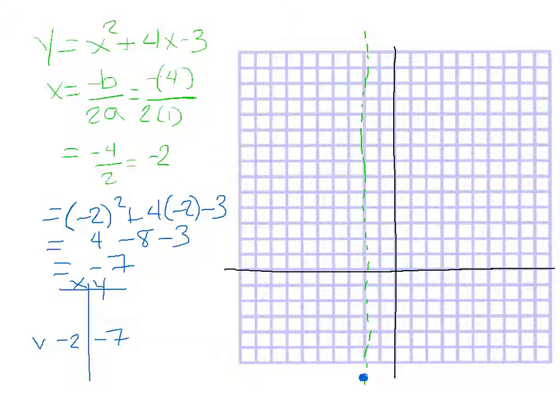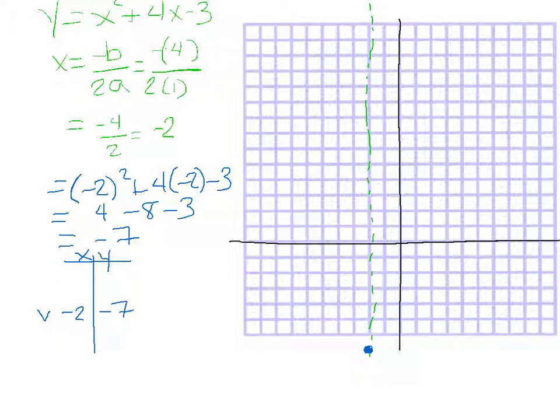Now I need to plug in another point. The question is, what point do we plug in? You can plug in whatever you want. A good number to always plug in is 0. 0 is a very easy number to plug in. So I plug that in, and I get 0 squared plus 4 times 0 minus 3. All of these cancel out, so I just get minus 3. Now notice I have that point right there, and it's 2 away from the axis of symmetry. So to get the reflection, I go 2 away on the other side, and I'm going to graph that point. And there we go.